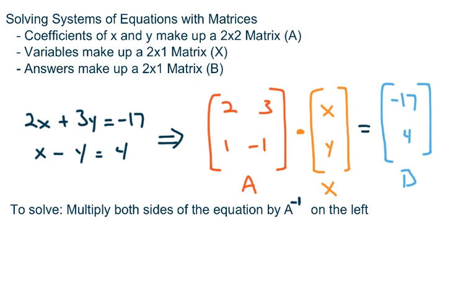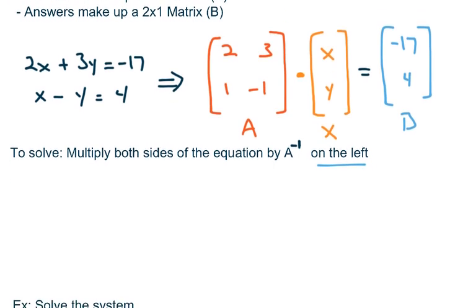we're going to multiply both sides of this equation by A inverse on the left. And again, it's important that we do this in the proper order. We've got to do it on the left, because if we do it on the right, then it all gets screwed up. We've just got to make sure that we do it on the left. And let me kind of explain why.